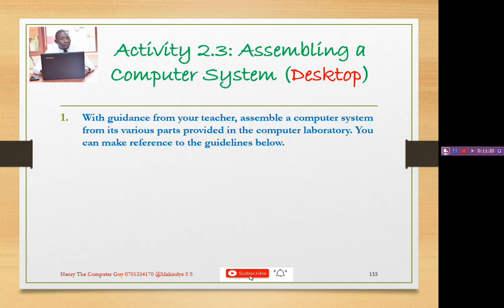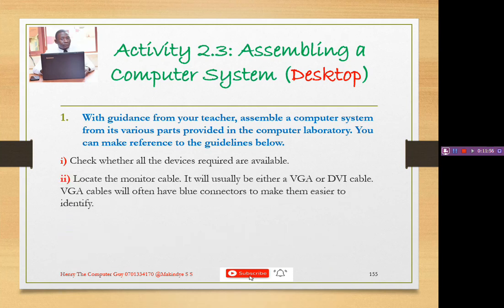With guidance from your teacher, assemble a computer system from its various parts provided in the computer lab. Assuming that you have all the components we have looked at, you can now set up your computer. You can make reference to the guidelines below. That means that before setting up or connecting or assembling them, you can first of all look at the guides we have down here. Check whether all the devices required are available. You're going to connect that computer, so make sure that every component that you need is in place.